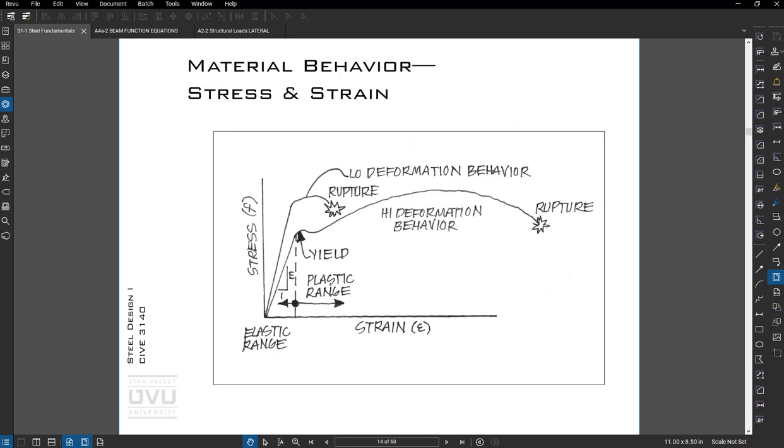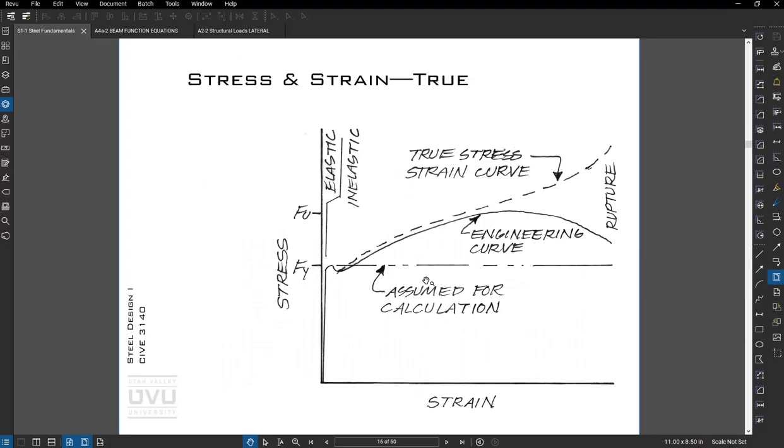Okay, so one of the first principles I want you to understand is material behavior under load. There's two classes. One is where the material ruptures without much deformation, and a second where there's a lot of deformation before it ruptures. And this is structural steel. It has a yield curve similar to what's drawn here.